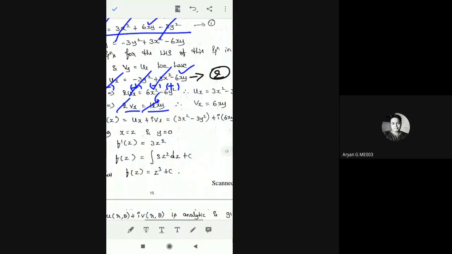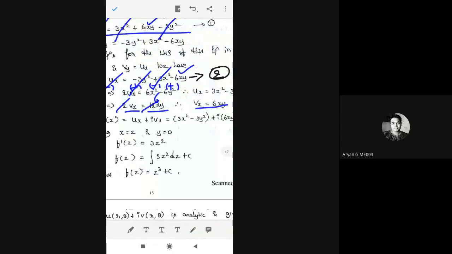Next, whatever will get cancelled, we'll see that one. Plus 3x square minus 3x square get cancelled. Next, minus 3y square plus 3y square get cancelled. Next, 6xy plus 6xy gives 12xy. Now 2 ones are 2, 6 are. So what is vx? vx is equal to 6xy.